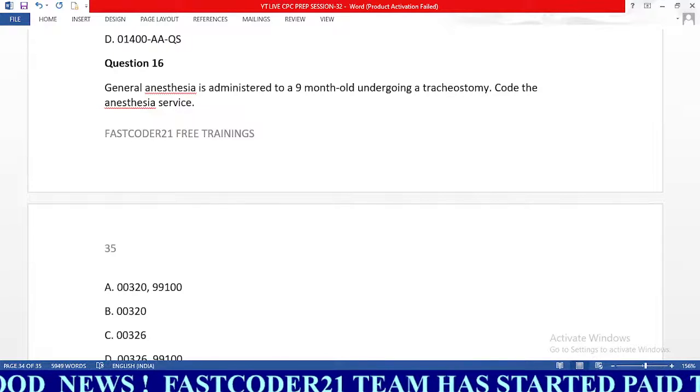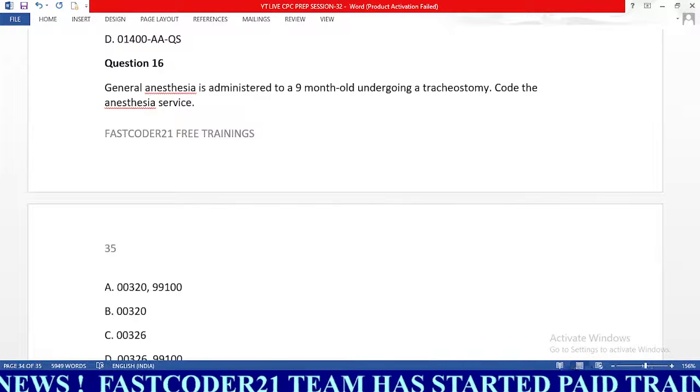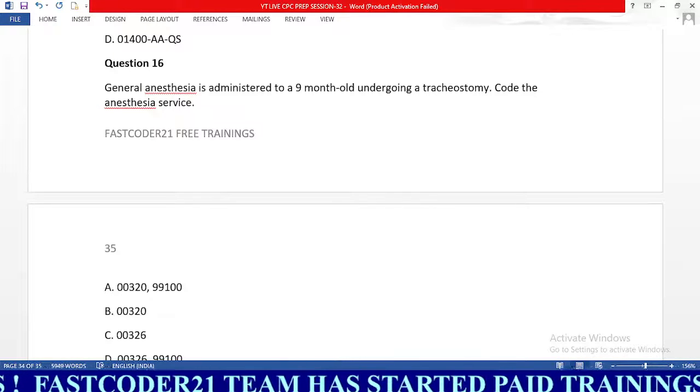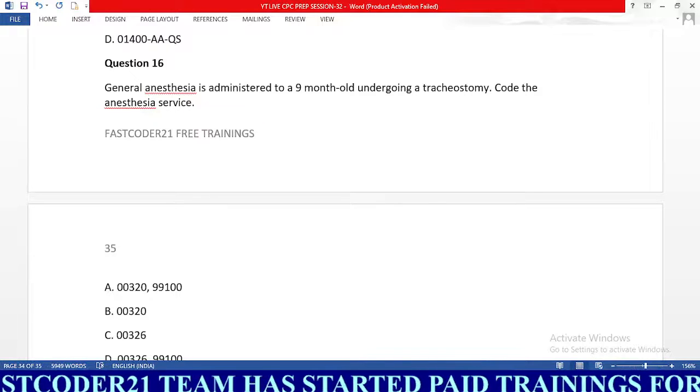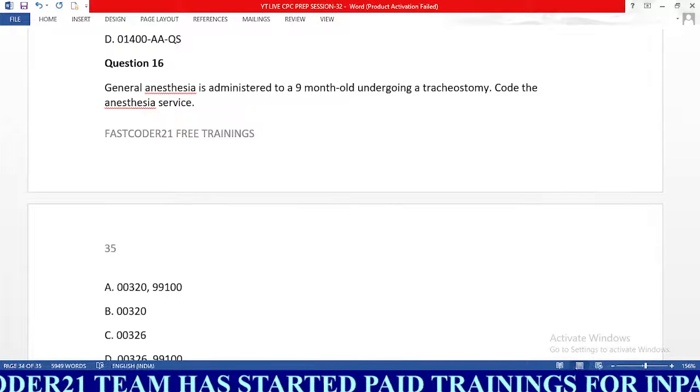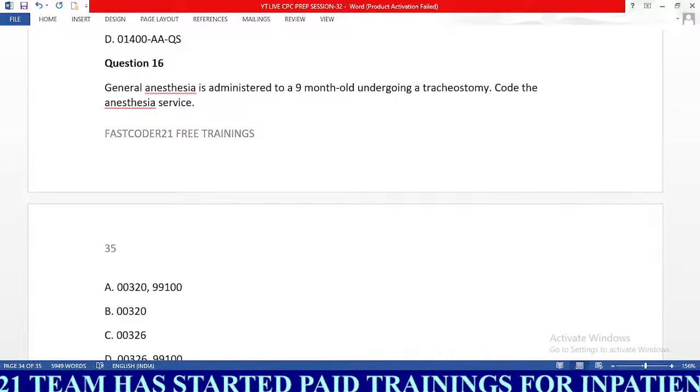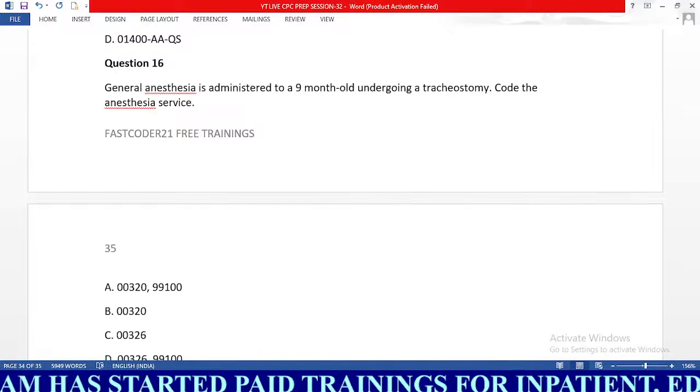So 320 is for older, Anita. So A is wrong here. A is 1 year or older. 326 is for 1 year or younger. See, our patient is only 9 months old.